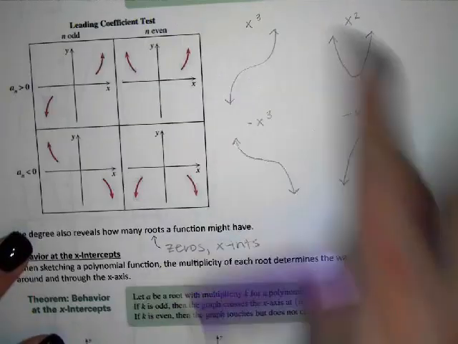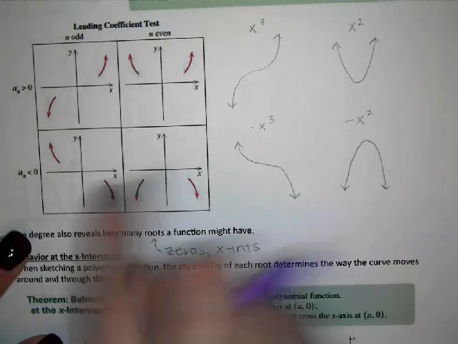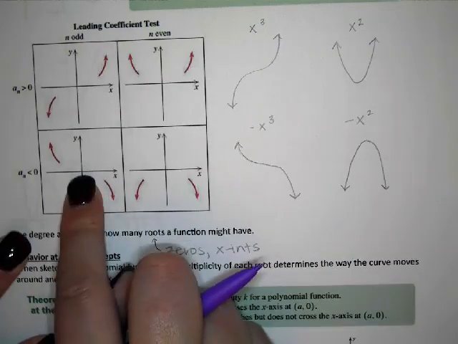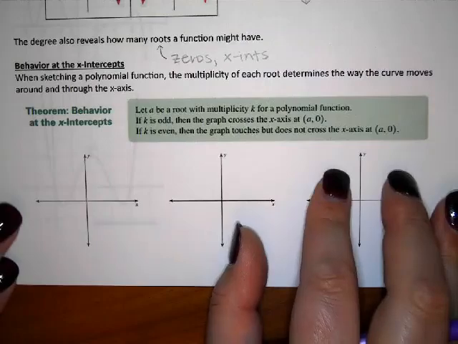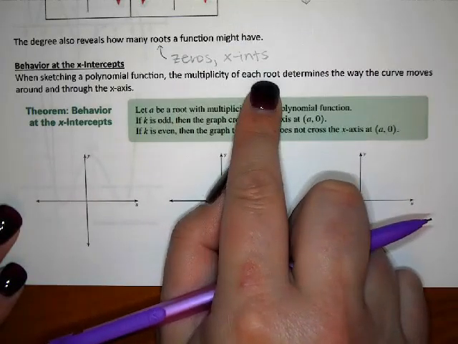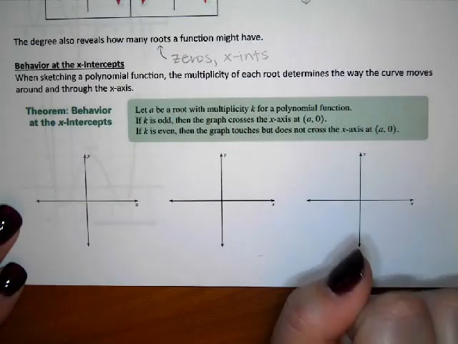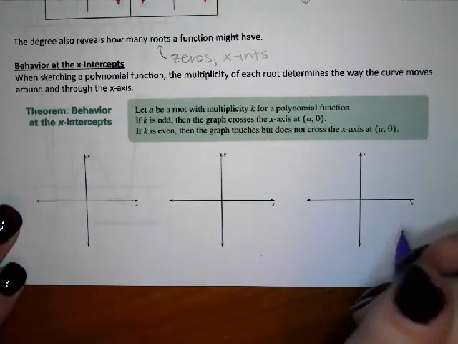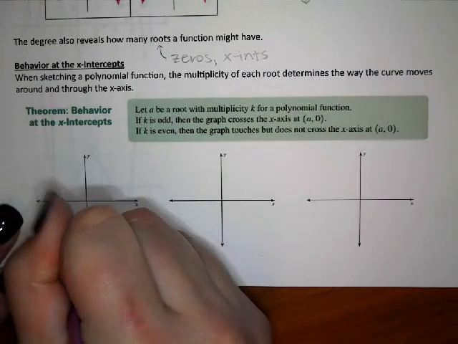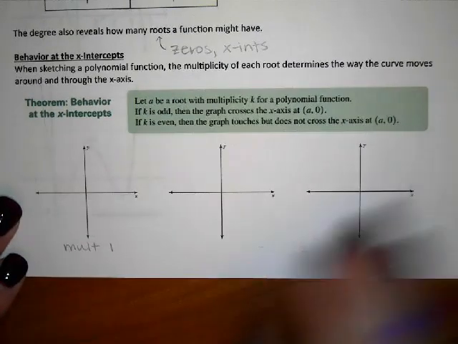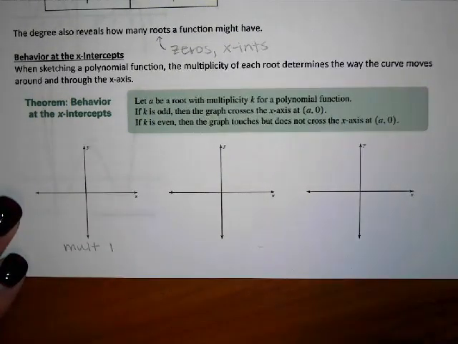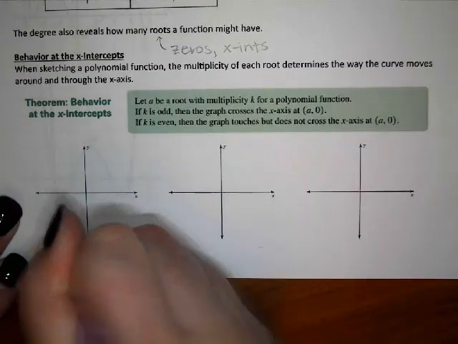Okay, so next we want to look at the behavior at the x-intercepts, because now that we have a big picture perspective, we want to know what's happening in between with the little details if we zoom into the graph. So when you're sketching a polynomial function, the multiplicity of each root determines the way the curve moves around and through the x-axis. So if we have a multiplicity of 1, that means that when we look at the polynomial function, if we looked at it where we could see the roots or the zeros or the x-intercepts clearly, then we would see it in the factored form.